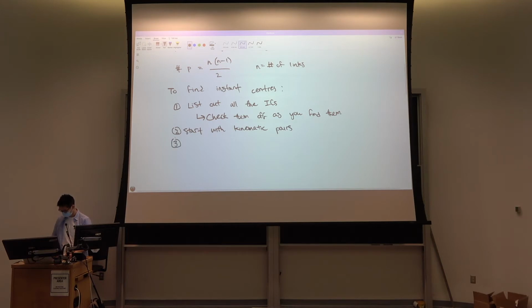Step 3 is, then we look for the two velocity vectors on the same link. Two velocities on the same link. So this really works if you're referencing to the ground link.